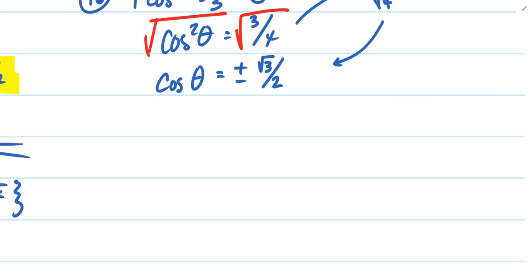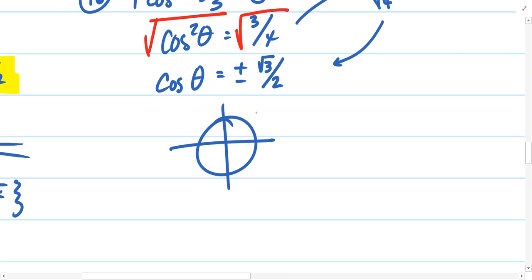So if we think of a unit circle to help us find the solution here, where is the x value in our unit circle equal to a positive square root 3 over 2? Well, that's here and here. And where is our x value equal to a negative square root 3 over 2? Well, that's here and here, and those positions can be easily identified.